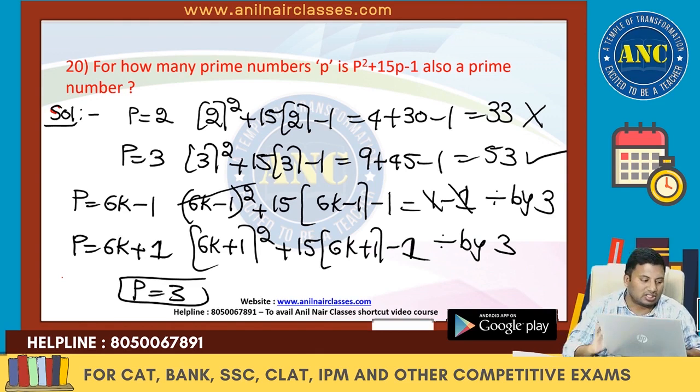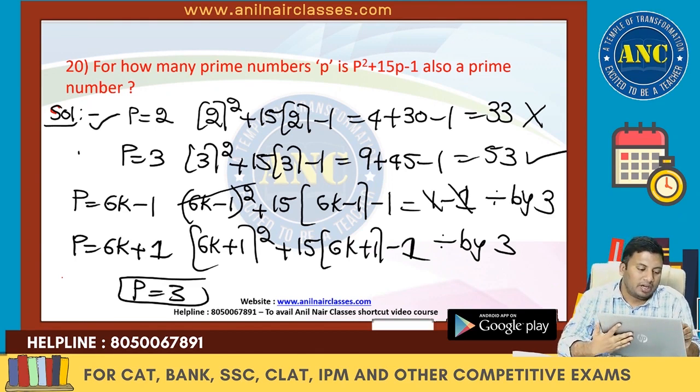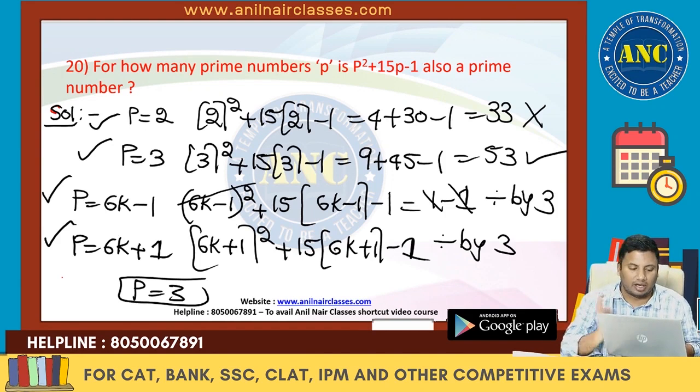Do it in this step-by-step process. The lowest prime number is 2. Next prime number is 3. Any prime number greater than 3 is of the form 6k minus 1 and 6k plus 1. I hope the idea is clear.